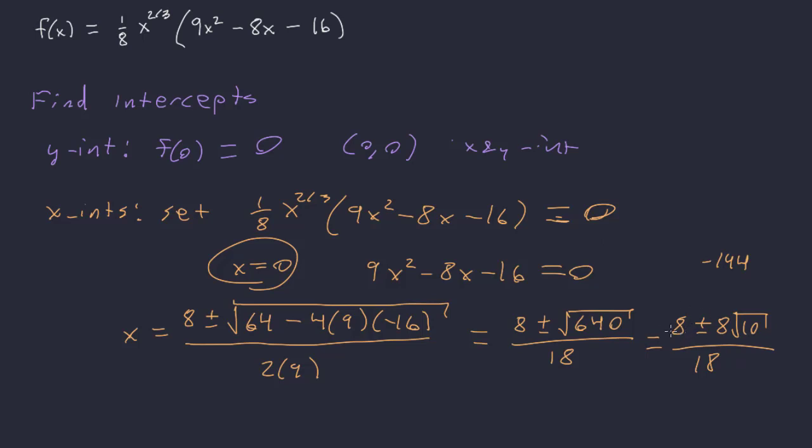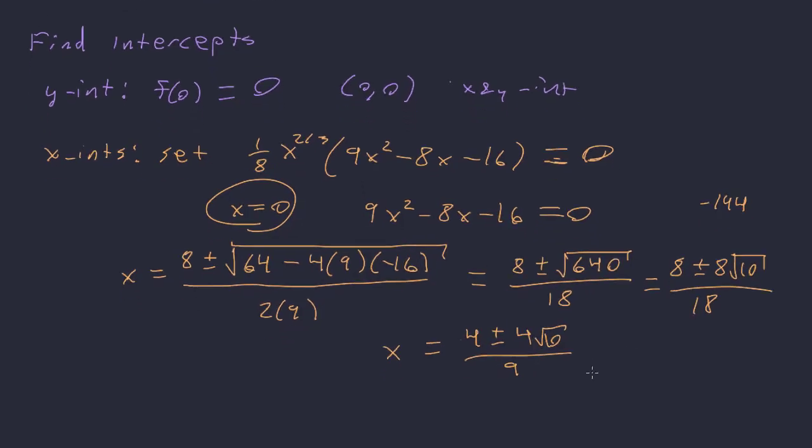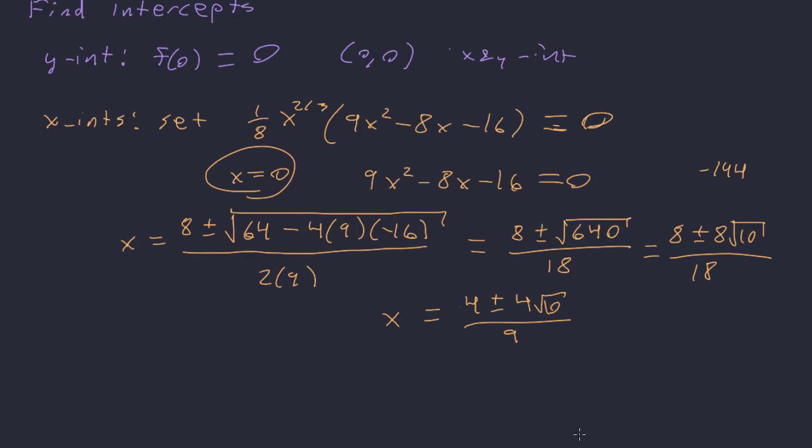Okay, and we can definitely take a 2 out of all this to get that x finally is 4 plus or minus 4 root 10 over 9. Right, so that doesn't come out to be perfect, but we can still get an idea of what we're looking for. So x is either, when we do the plus, approximately 1.85 and negative 0.96.